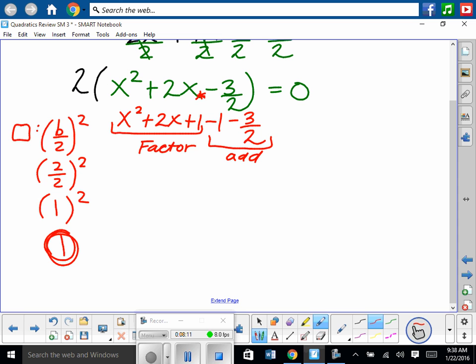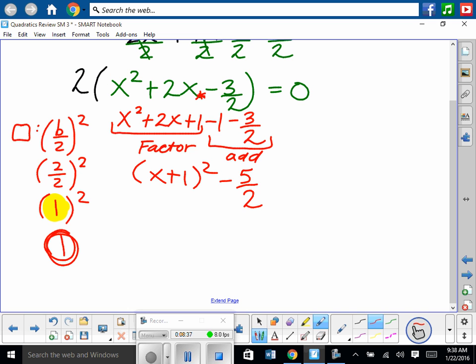Now there's a trick. You can always look back in your parentheses before you squared it. It was positive 1. If it would have been negative 1, we would have x minus 1 squared. But since it's positive 1, this piece is going to factor to be x plus 1 squared. And if you add up negative 1 plus negative 3 halves, you get negative 5 halves.